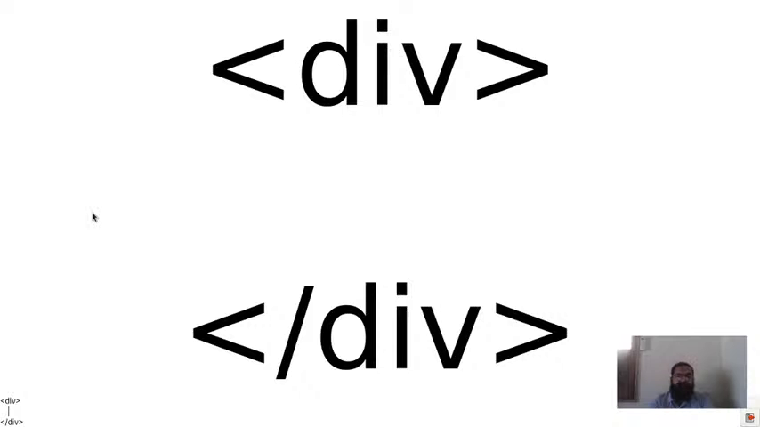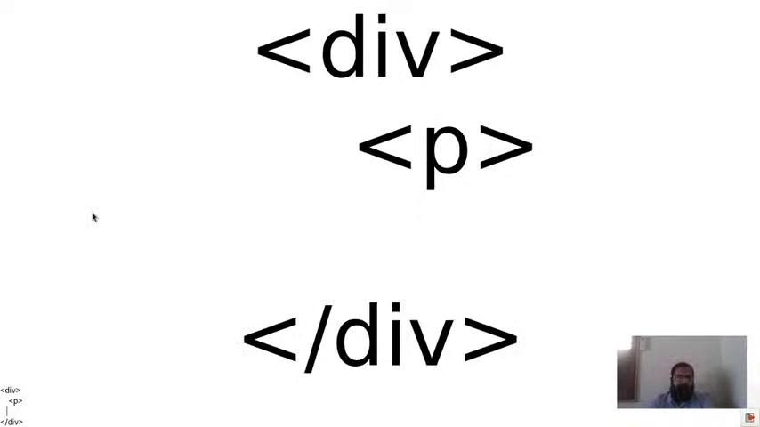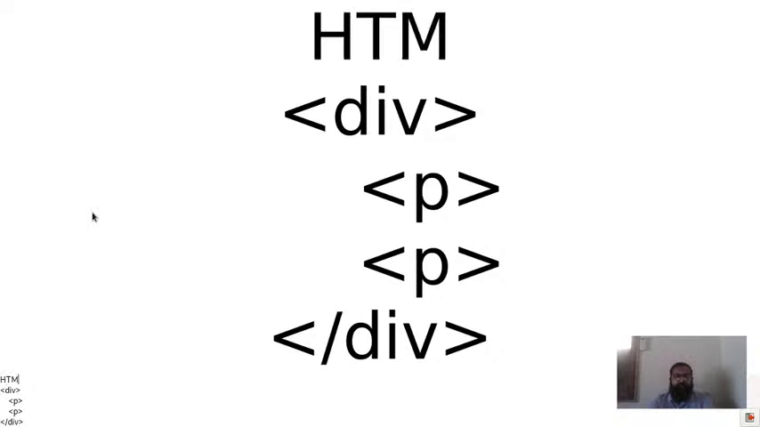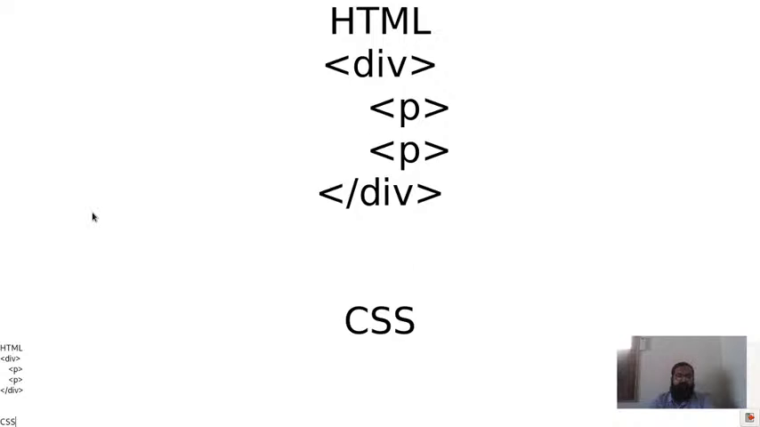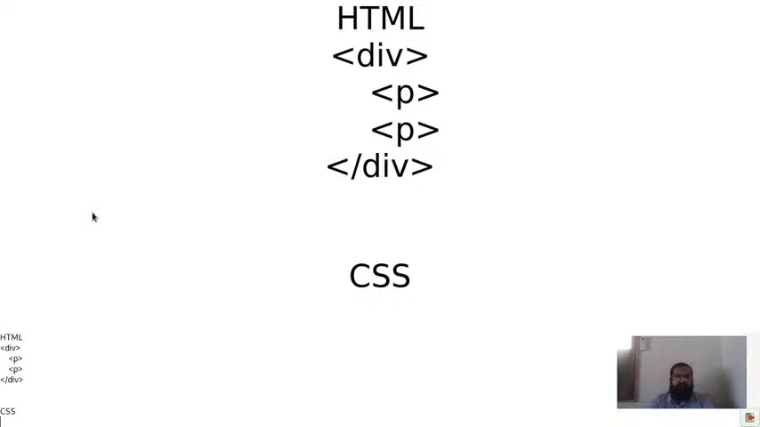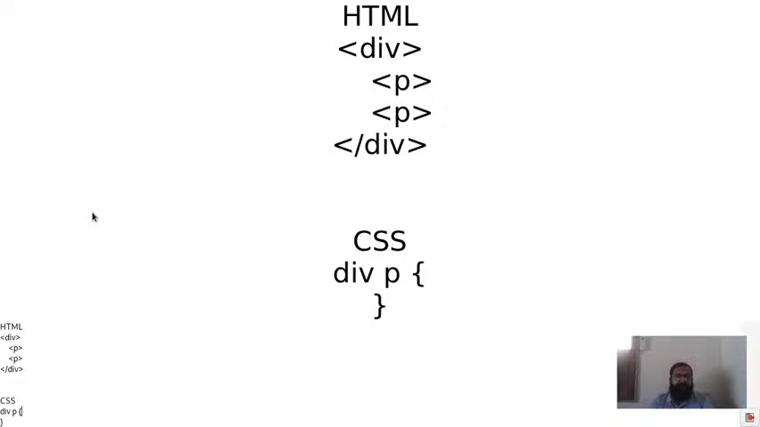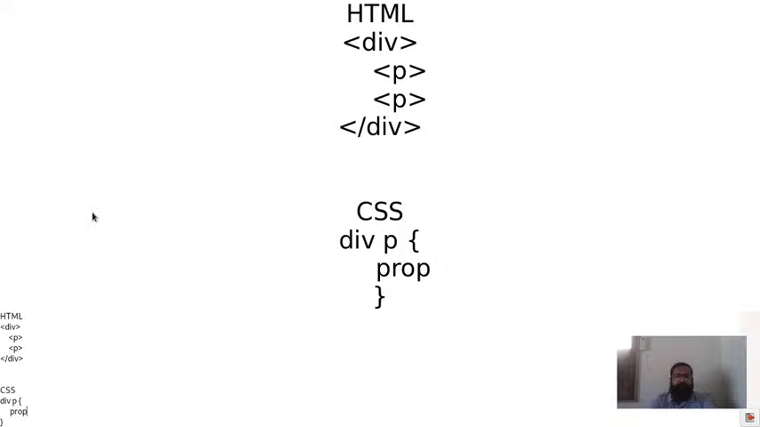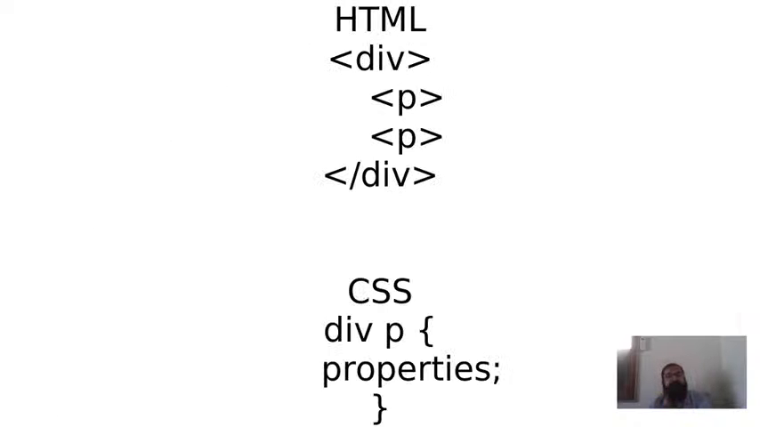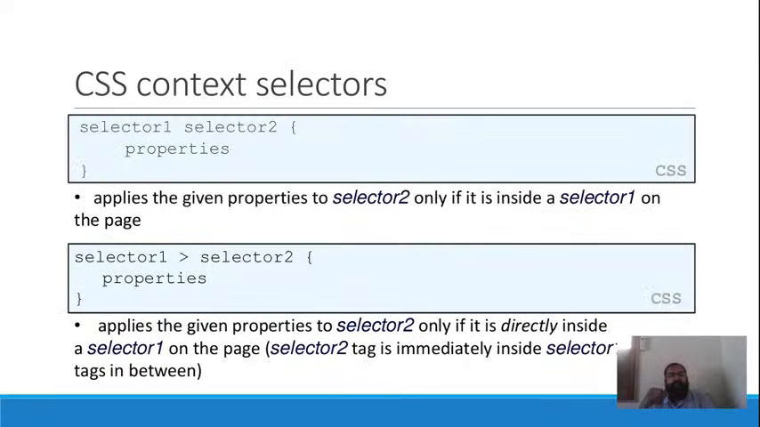Okay, and the next selector is, let's say, p. So this is for the HTML. And in the CSS what I will have is div space p. So this is how I will write the CSS for the div p, and it means that it will be applicable only for an HTML which has a p inside a div. So that is what selector 1 and selector 2 like this in a CSS means.